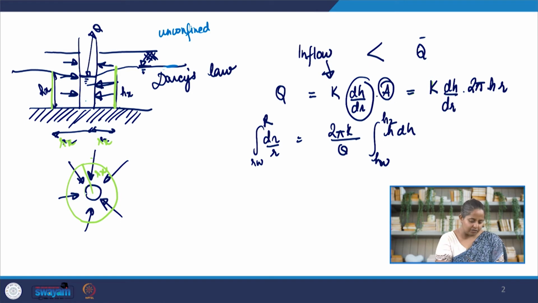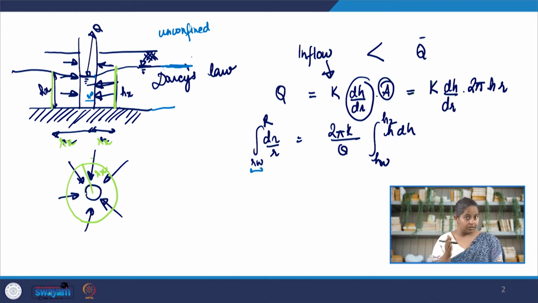Now, the radius of the well itself is RW, the small r, right, because in the well itself the water would be flat, it will not have a gradient. So, the gradient starts from RW distance. So, the radius starts from RW. After a particular distance, long enough distance, the height of the water table will stabilize.